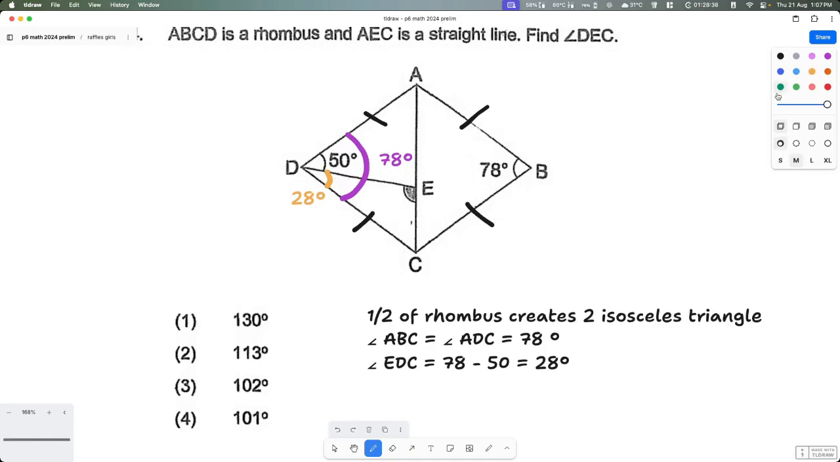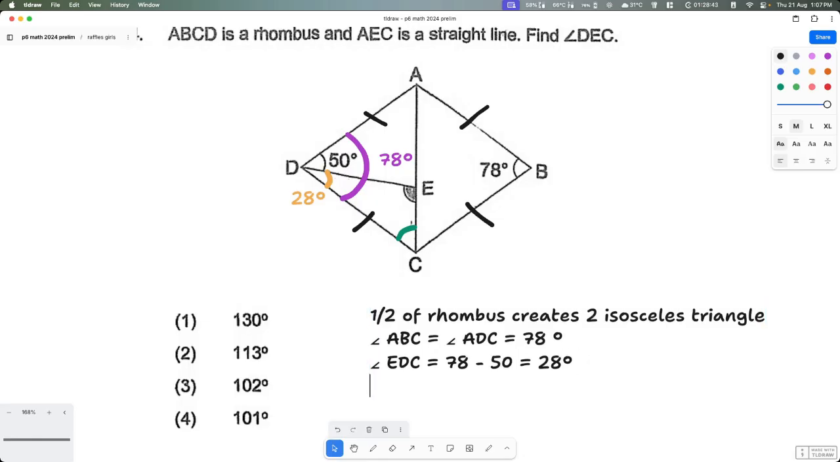So let's make this green. Once we get the green angle, then we can solve this. The angle for green, ECD, is equal to 180 minus 78, and then we divide by 2. 180 minus 78 is 102, divided by 2, this is 51. So we know that this over here is 51 degrees.